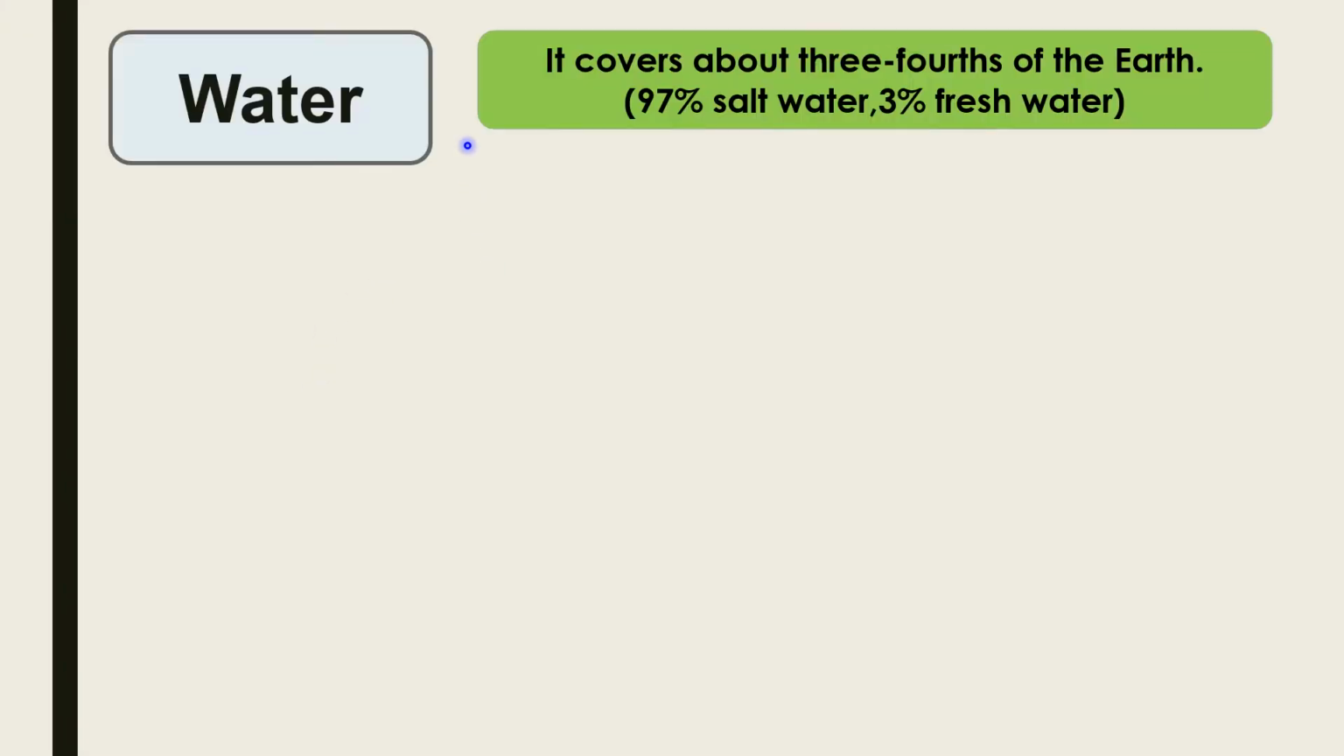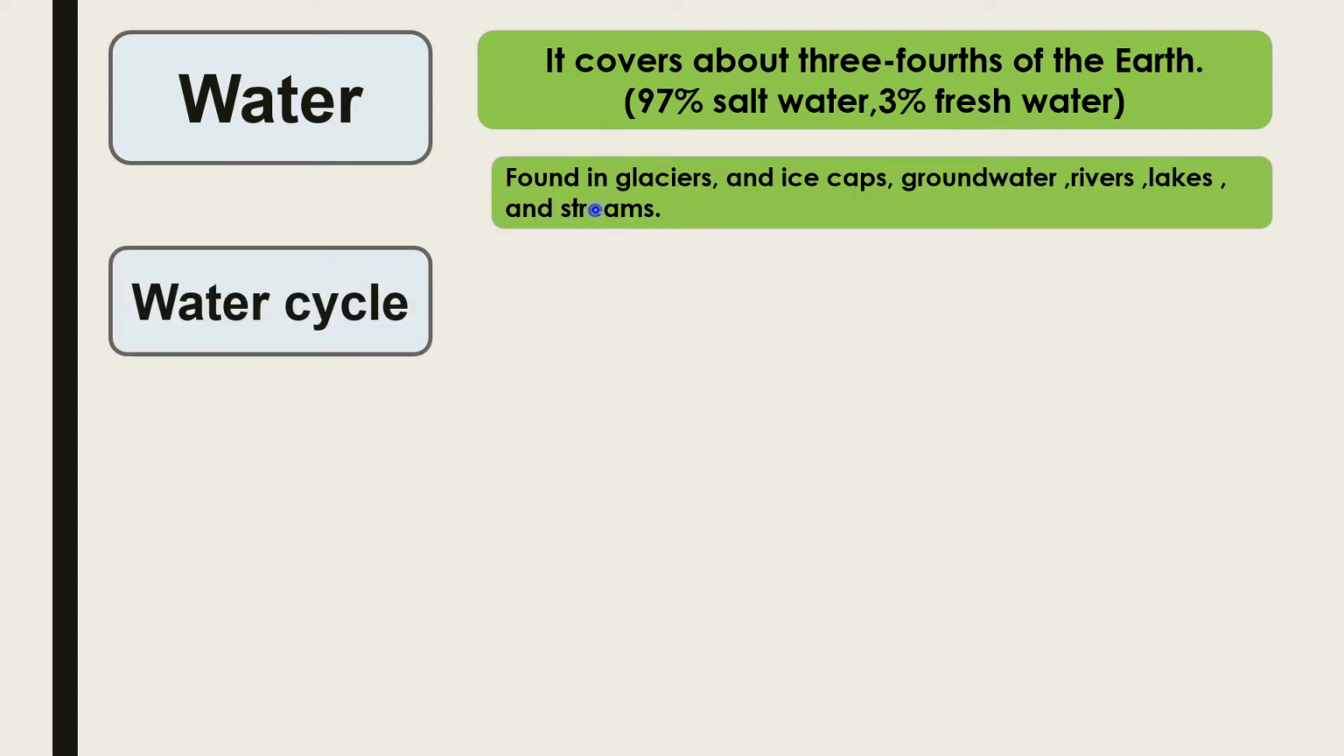So water covers about three-fourths of the Earth. 97% of that three-fourths is salt water and 3% is fresh water, found in glaciers, ice caps, groundwater, rivers, lakes, and streams. So the fresh water, we could find it there.